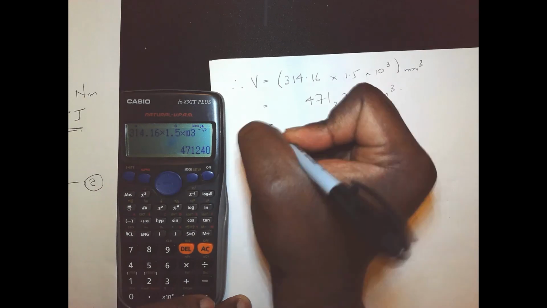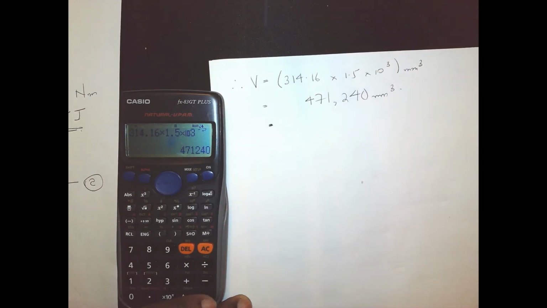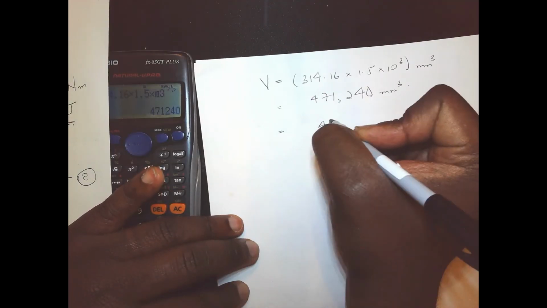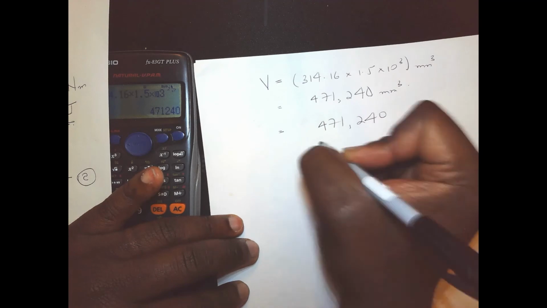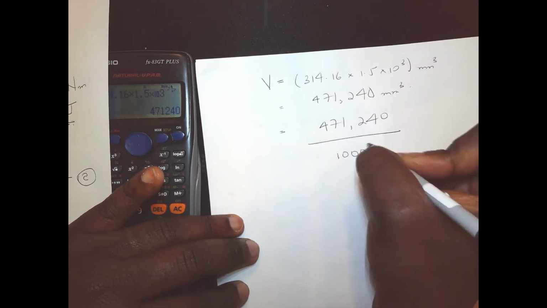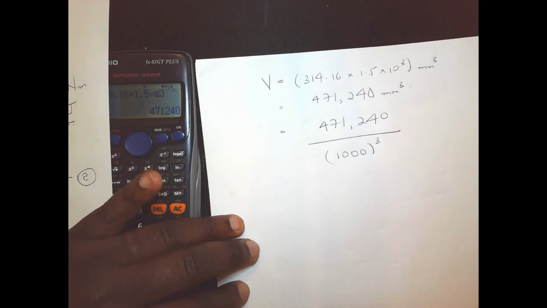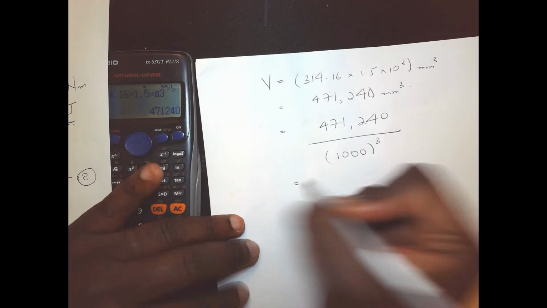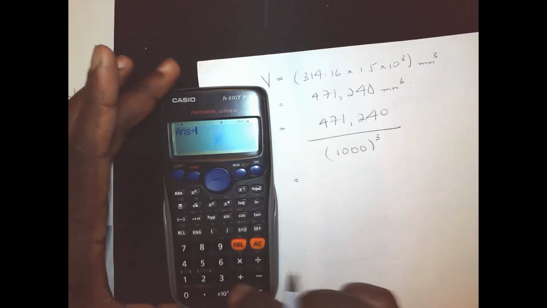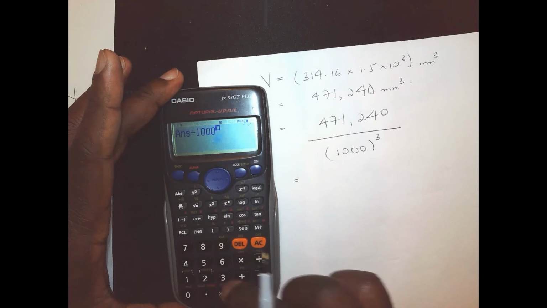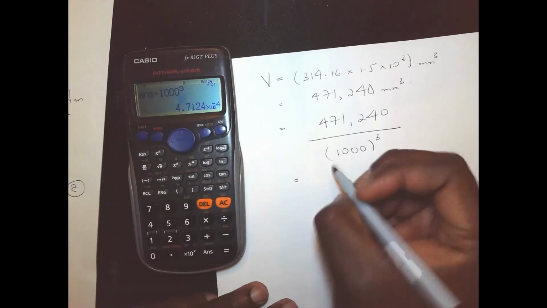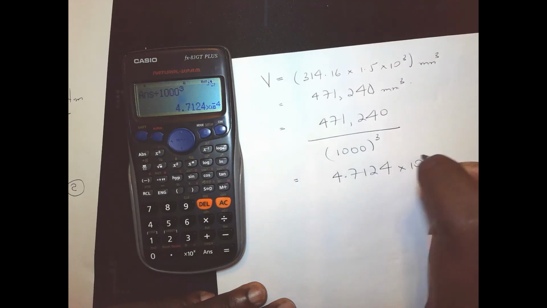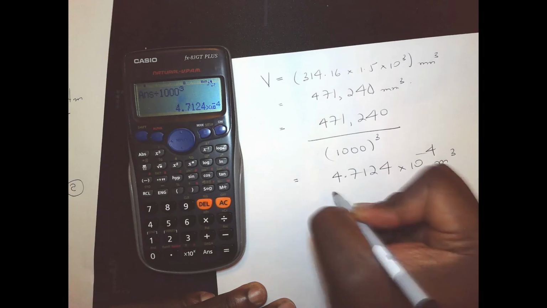But I want to work on the basis of meters, so I have to divide this value by 1,000 to the power of 3. So this becomes 471,240 divided by 1,000 to the power of 3, or we multiply that value by 10 to the power of minus 9. And this becomes 4.7124 times 10 to the power minus 4 meter cubed.